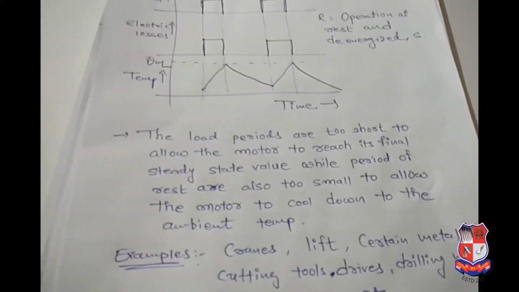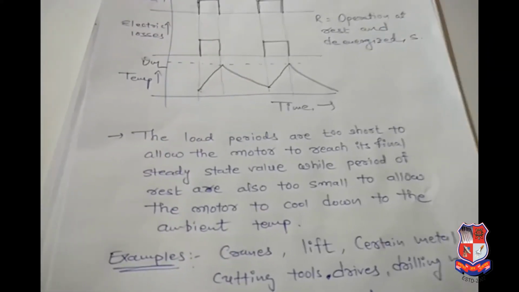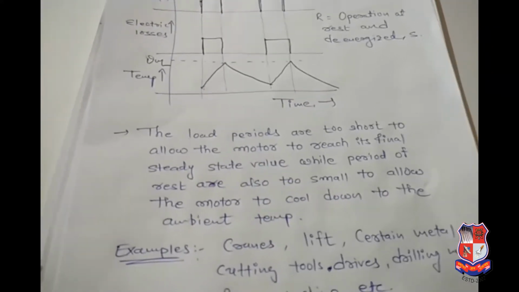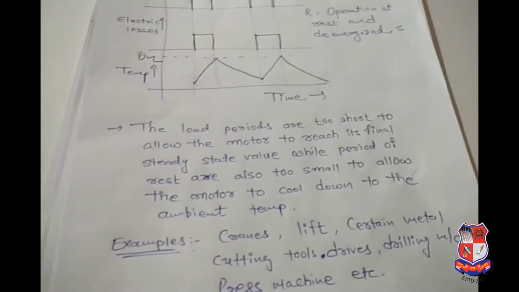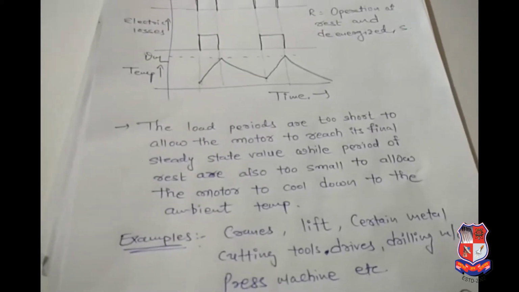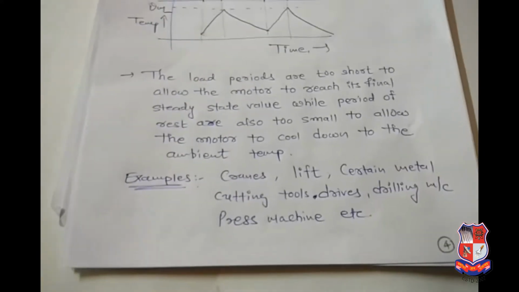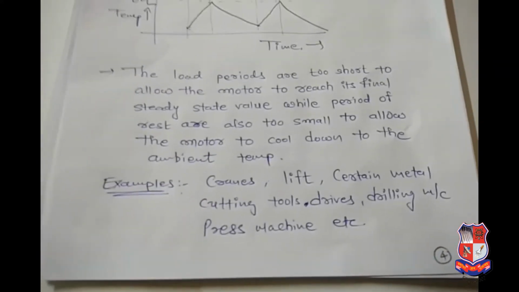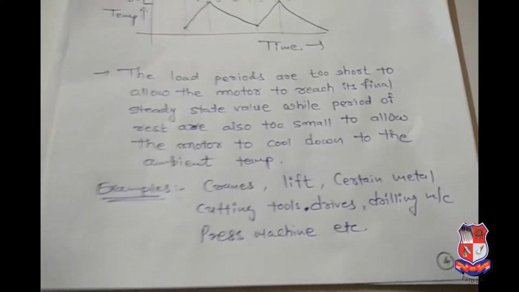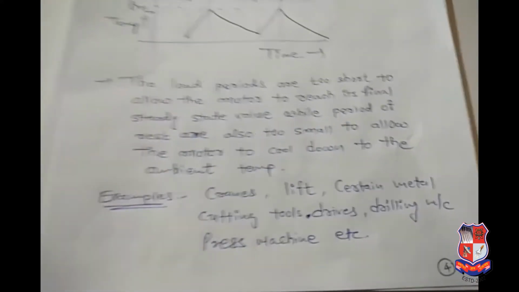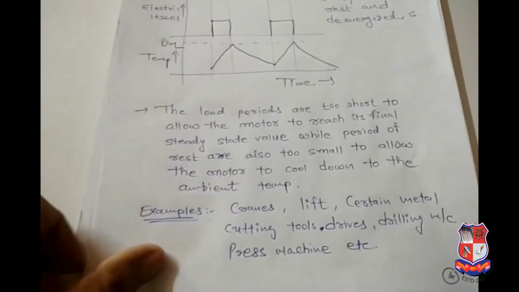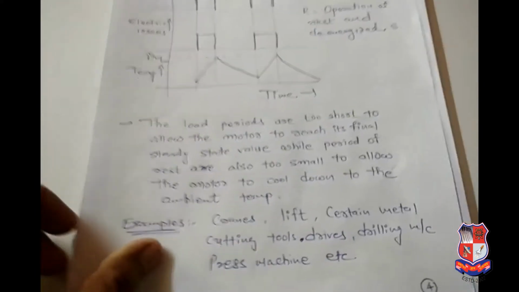Now the load periods are too short in this type of duty, which does not allow the motor to reach its final steady state value, while the rest periods are also too short to allow the motor to cool down to the ambient temperature. Some examples of this type of duty are cranes, lifts, certain metal cutting tool drives, drilling machines, press machines, etc. So this type of duty is known as intermittent periodic duty.